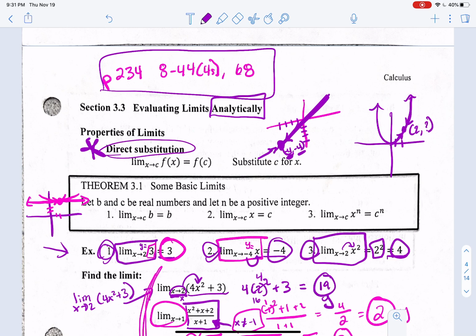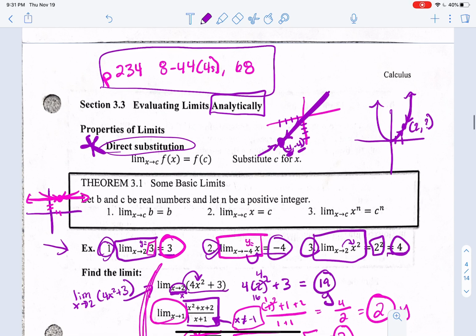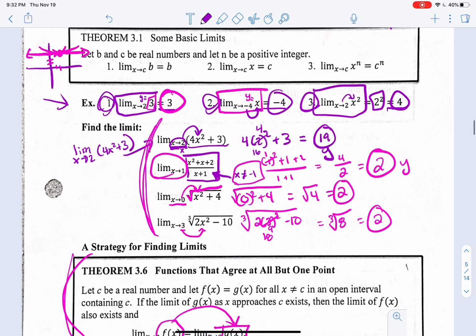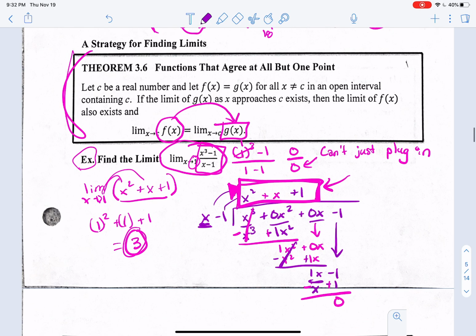In the first half, we talked about how you always want to try to plug a limit in if you can plug the limit in. You always want to test that first. And then we started getting into what you do if you cannot plug the limit in, like if there's a hole or something, like we saw with this function here.